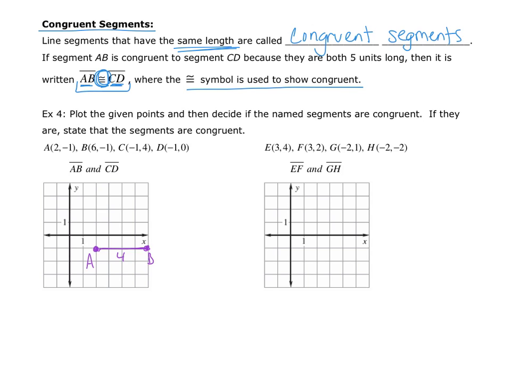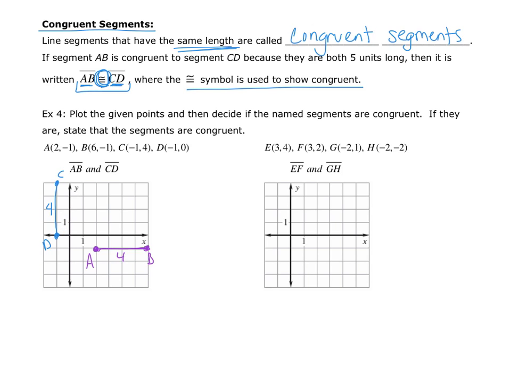Now for my point C, goes from -1 up to +4. So there's my point C. D is then -1, 0. So I need to connect those together. And again, I need to count straight up and down. So 1, 2, 3, 4. So this is also 4.